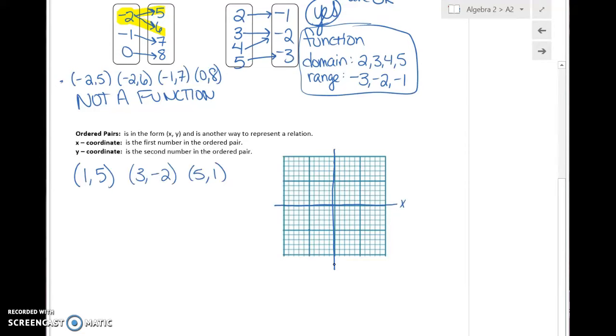Okay, plot those 3 points. Remember, the first number is your x value and the second number is your y value. So the point 1, 5, you'd go 1 to the right on the x-axis and then up 5 on the y-axis, and that's the location of the point.